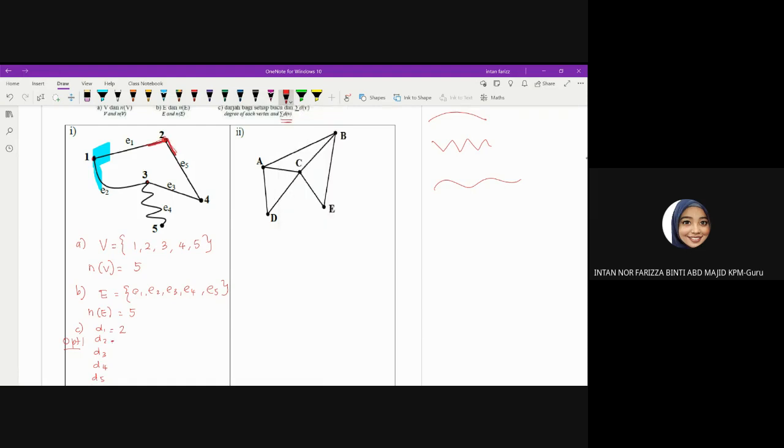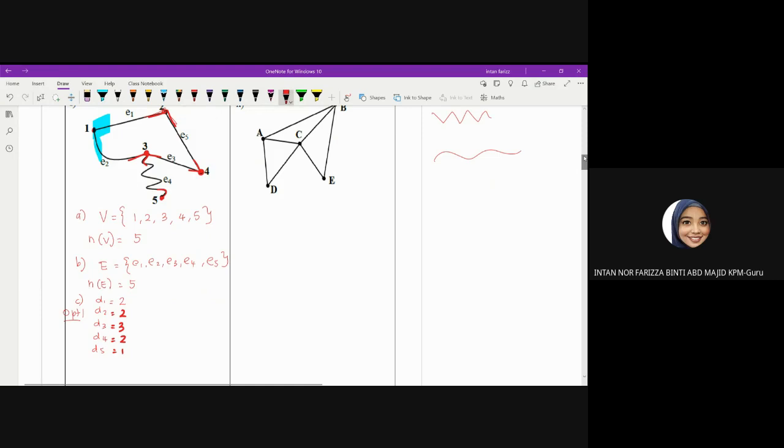So 2 here. How many branches come out from vertex 3? This is 3: 1, 2, 3. So this is 3. For degree 4, we have 2 branches coming out from 4, so right here 2. D5, this is our D5. There's only 1 branch coming out from there. So in total, how do we write the total? I'm going to use the symbol of summation.